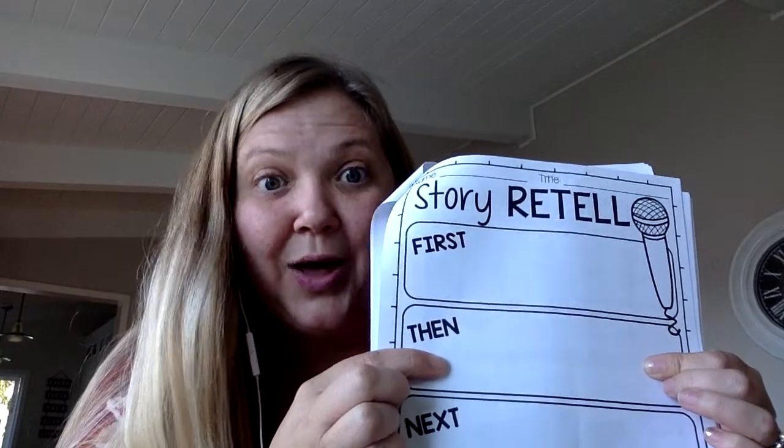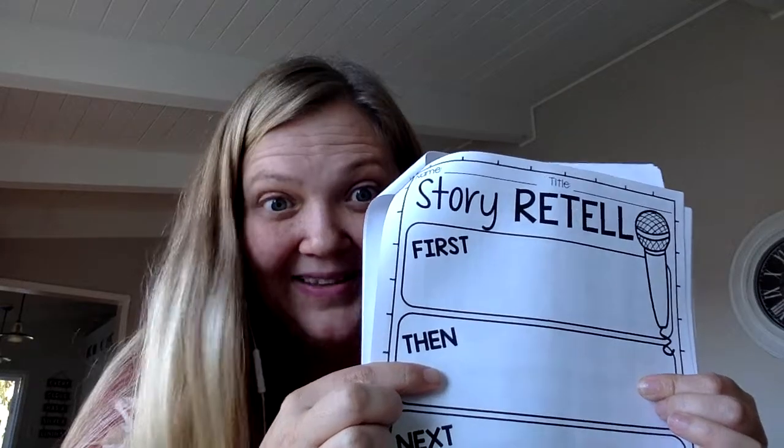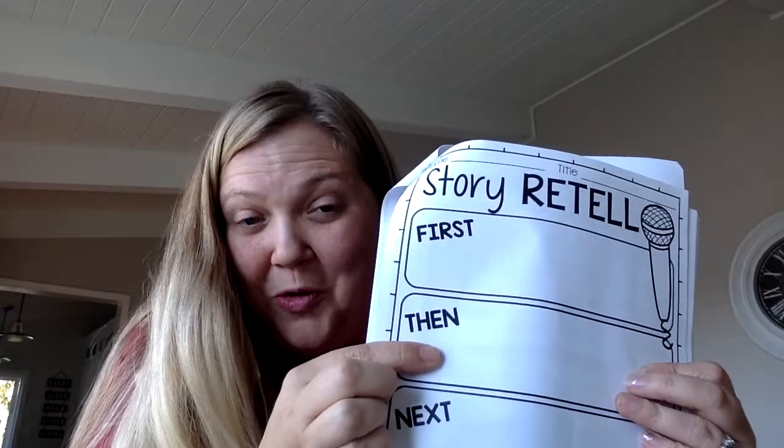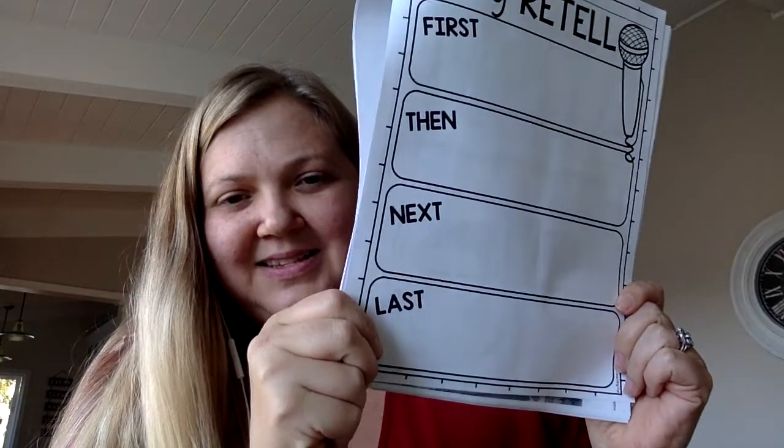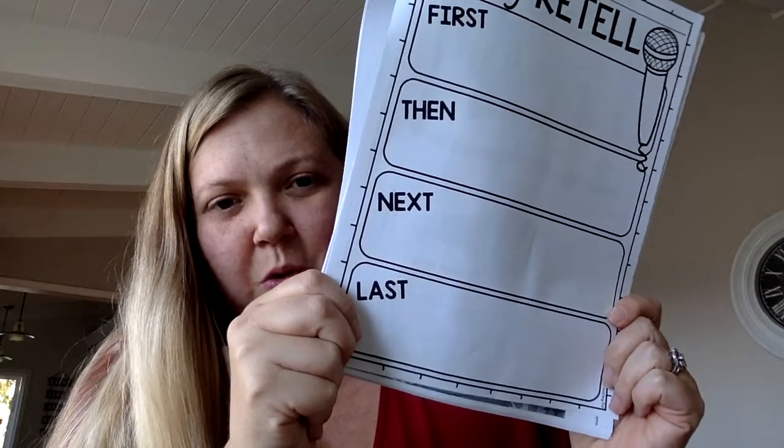Then Albert gets an idea. Oh, yeah. What do you think? Wonder what it could be. Do you have a prediction? Next, he tries a whole bunch of things. Last, does Albert get the nest that he wants? Let's read to find out.